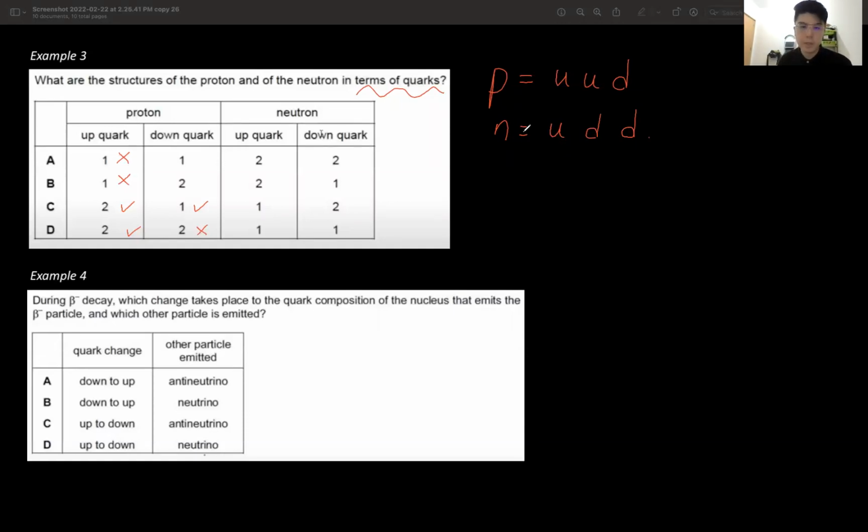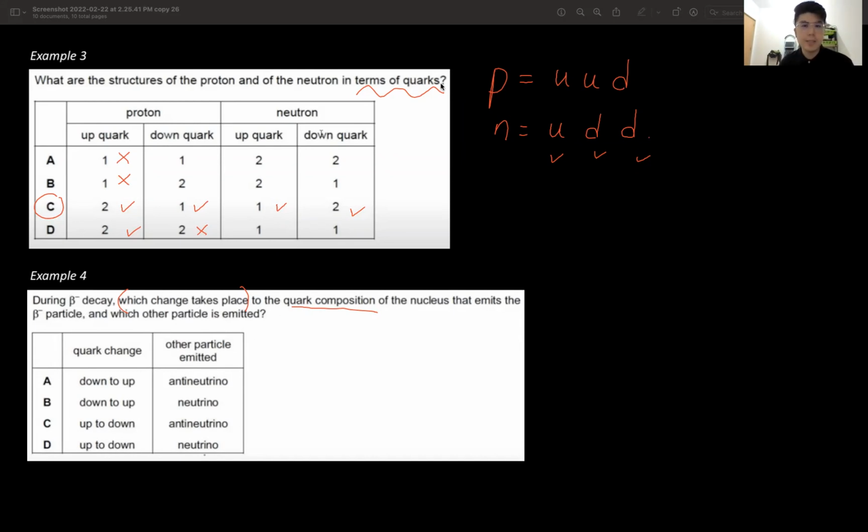Okay. Neutron is 1 up quark, and 2 down. C. Okay, example 4. During the beta minus decay, which change takes place to the quark composition of the nucleus that emits the beta minus particle, and which other particle is emitted?